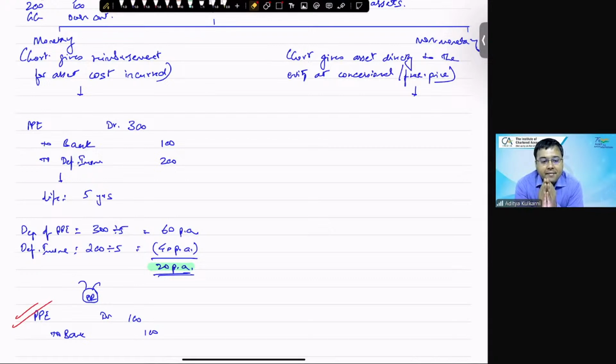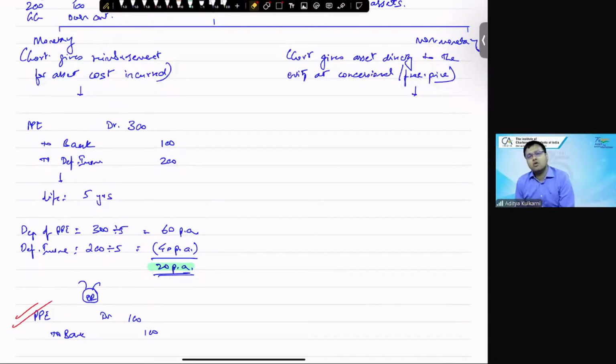Fair value, sir. Fair value is one, or alternatively, you can show it at a nominal value. What is a nominal value? You just want to document the presence of that asset in your financial statements. आपको और कुछ नहीं करना है. You want to show that asset in your fixed asset register. So you record it at a nominal value.